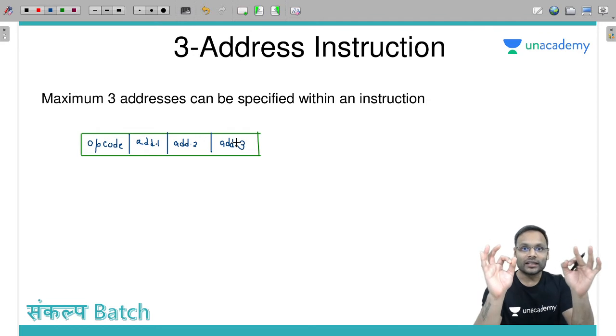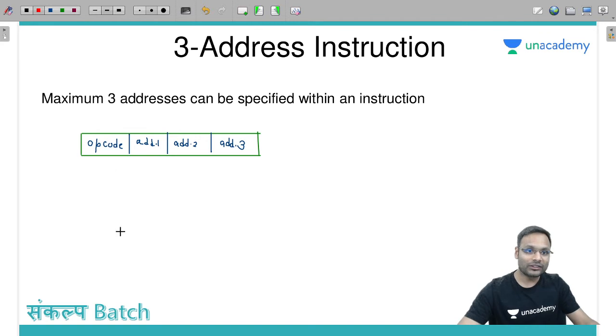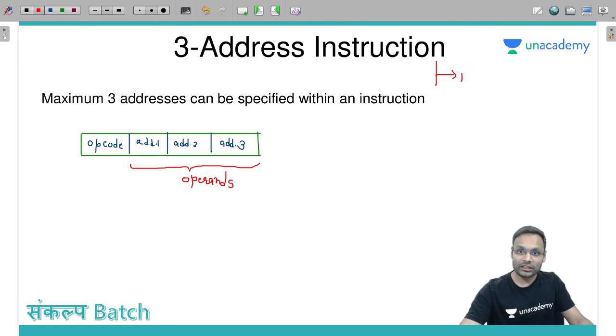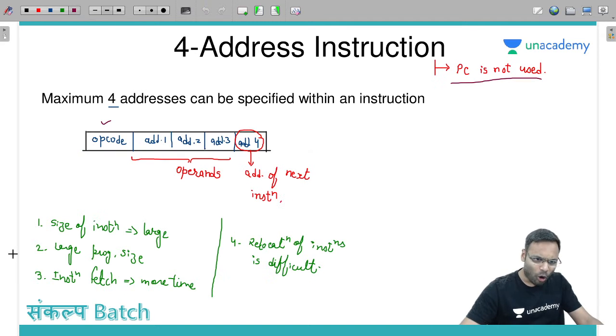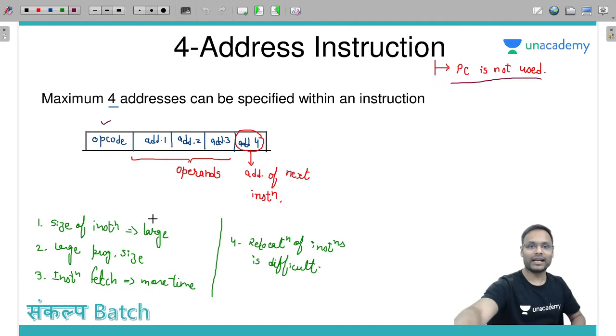अब तीनों के तीनों address, all 3 addresses will be used for operands. तो next instruction's address का क्या किया जाए? Here the program counter is used. So if program counter is used, we don't have to keep this extra information in the instruction. Hence, all these problems are solved in the 3 address instruction.